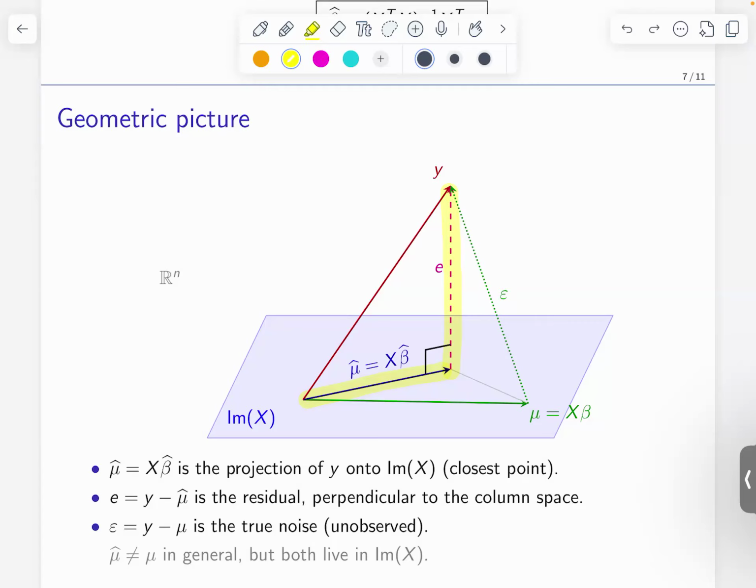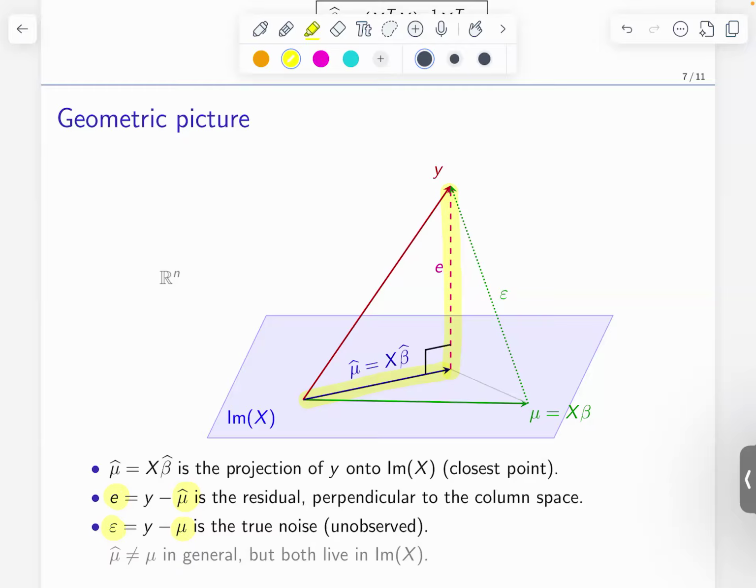So this error, the E, is called the residual. This is observed. This epsilon is like the actual error that we don't observe. So I hope that distinction is clear. This one you observe once you fit, and it's y minus mu hat. Mu hat is sometimes called the vector of fitted values. Epsilon is y minus the actual mu, neither of which we actually observe.